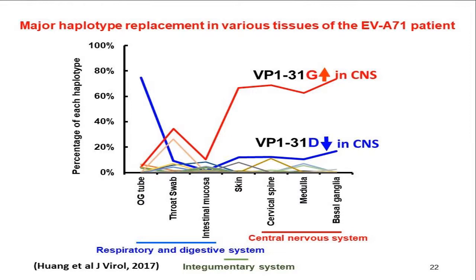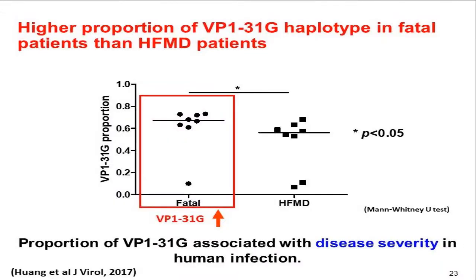When we compare the isolates from various tissues, you can see that from the CNS tissue you get the dominant VP1 31G, and the others have fewer, with more 31D. When we compared the clinical isolates of other fatal cases with other mild hand, foot, and mouth disease cases, you can see the fatal cases have a higher proportion of 31G compared with the mild cases. So we think 31G contributes to disease severity and immunovirulence.